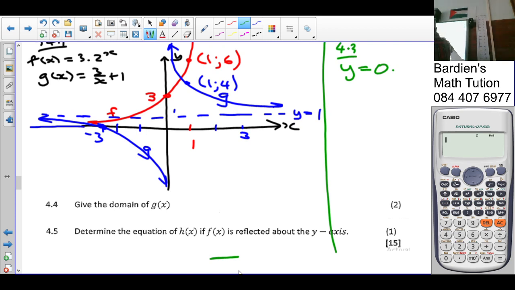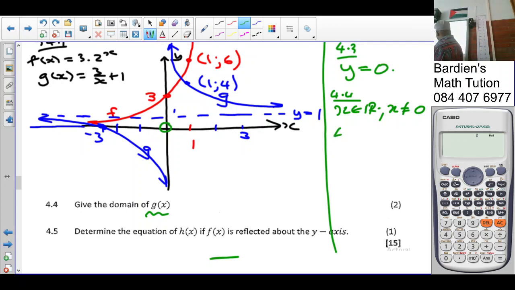4.4. Give the domain. What's the domain of g? What is domain? All possible x values. Does this graph go to negative infinity on x? Yes. Positive infinity on x? Yes. So x is an element of all the real numbers. However, x is not equal to 0 because that is the asymptote at 0. Not so?